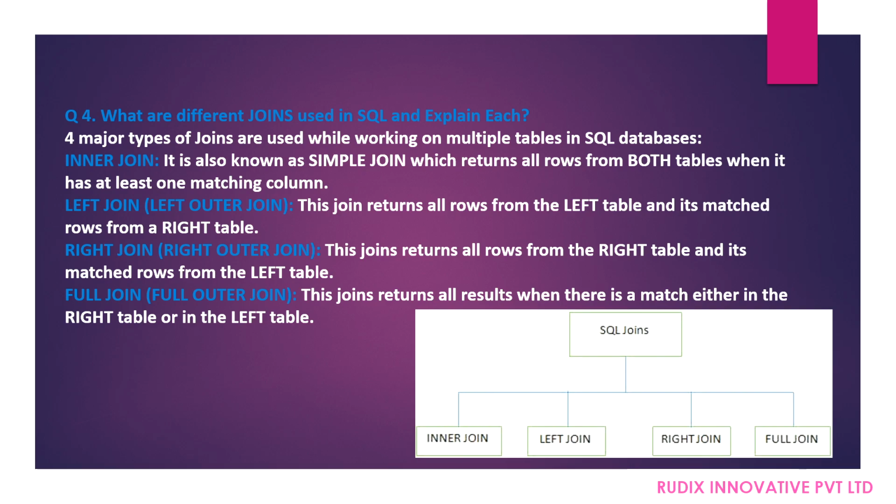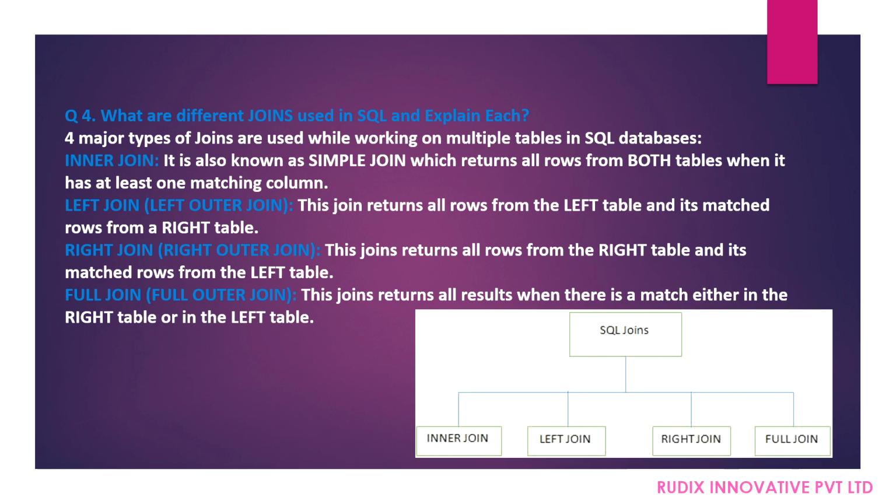Let us know what these define. First, inner join. Inner join returns records that have matching values in both the tables. It is also called a simple join, which returns all rows from both the tables when there is at least one matching column. Left join.